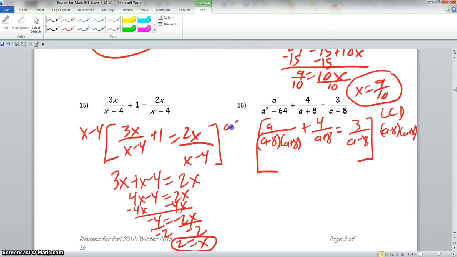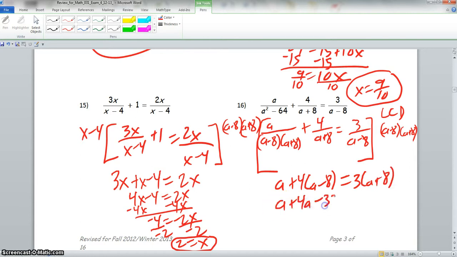So we'll have a minus 8 times a plus 8. Now these will simplify out and leave you a. These a plus 8s will simplify out, give you 4 times a minus 8. This a minus 8 and a minus 8 simplify out, and you have 3 times a plus 8. So you have a plus 4a minus 32 equals 3a plus 24. A plus 4a is 5a minus 32 equals 3a plus 24.